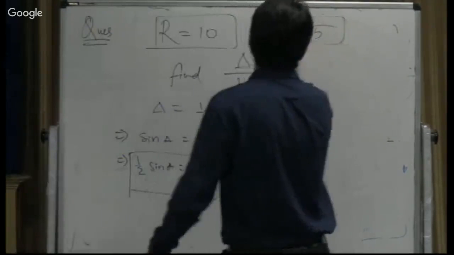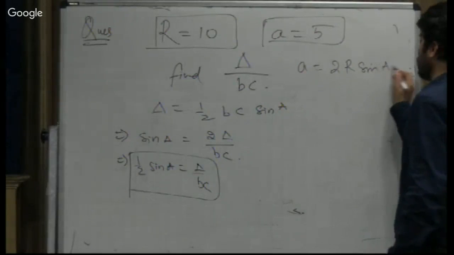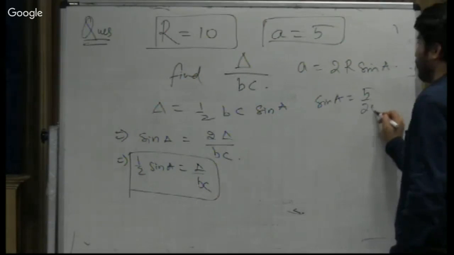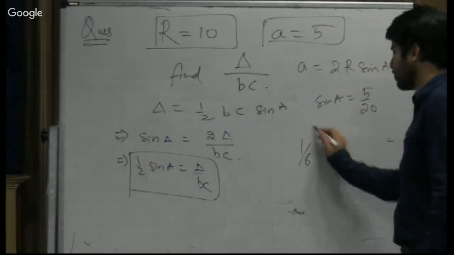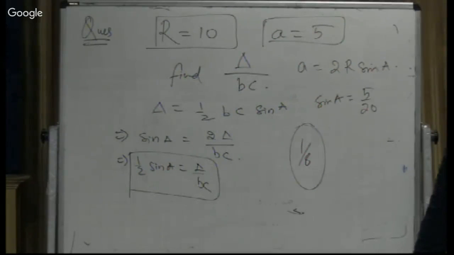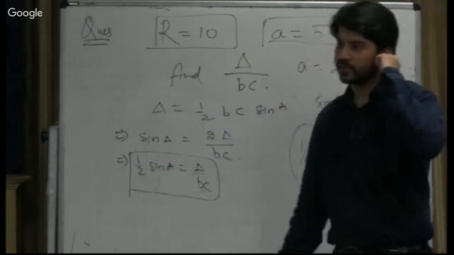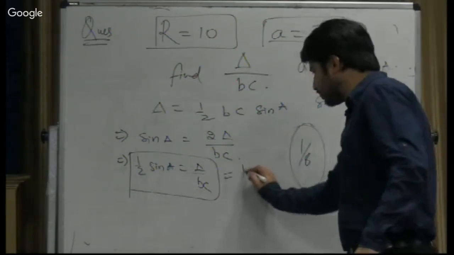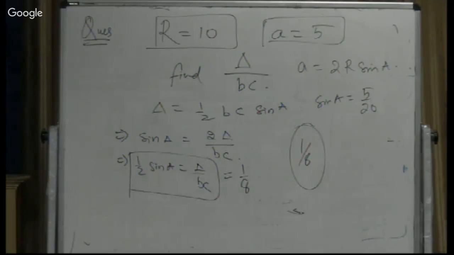I know A is equal to 2R sine A. So sine A is basically 5 by 20. So half sine A would be 5 by 40. You know sine A is 5 by 20, so half sine A would be 5 by 40, that is 1 by 8. Right? Easy question.